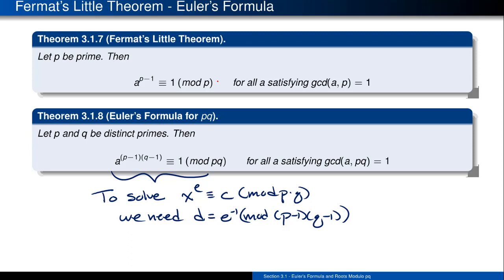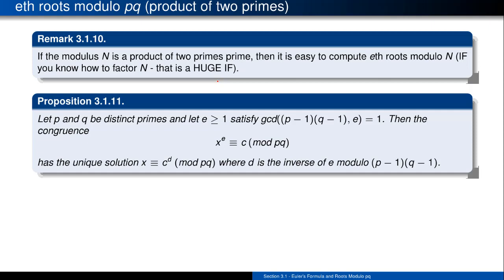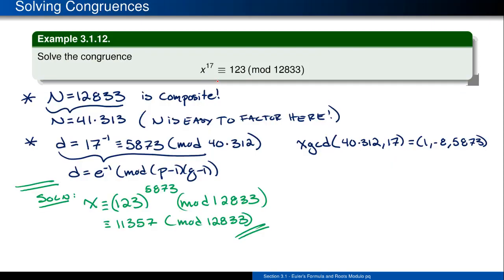So that tells me where I should begin to start looking for these inverses. So if you give me a nice congruence, if I know how that n actually factors, so if I know what p times q happen to be, the inverse d that I'm going to be looking for is going to be the inverse of e modulo p minus 1 times q minus 1. So let's go ahead and look at an example of this thing.